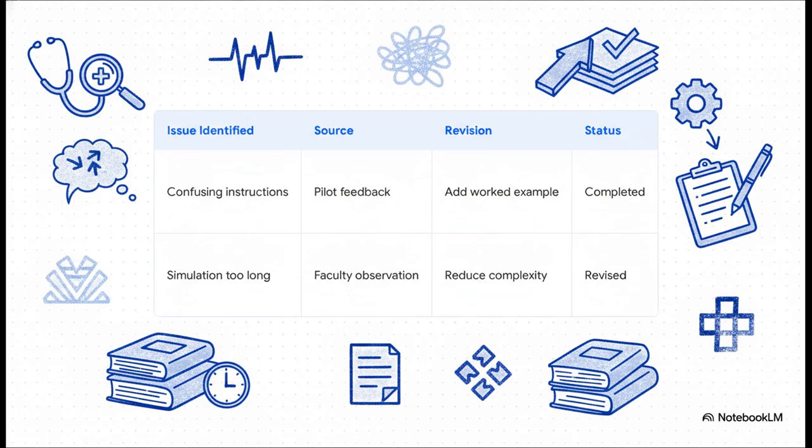The output from all this great evaluation work shouldn't just be a mental note. A true professional documents it, maybe in a simple revision plan like this one. It clearly shows what the issue was, who gave the feedback, and the specific change you made. This is what professional accountability looks like in instructional design.